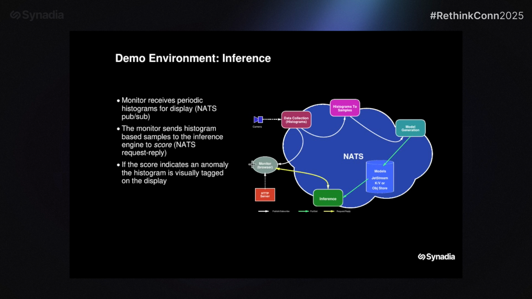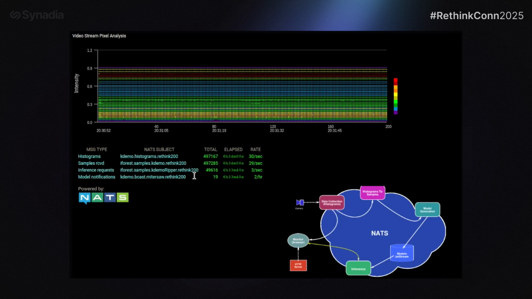And for each hotbar that the monitor receives, it sends a request to the inference engine asking it to classify that particular hotbar, and it gets a reply back which indicates whether that hotbar is a normal looking histogram or whether it looks to be anomalous. And if it's anomalous, we'll see that flagged as the histograms stream by. So let's have a look at our monitor environment.